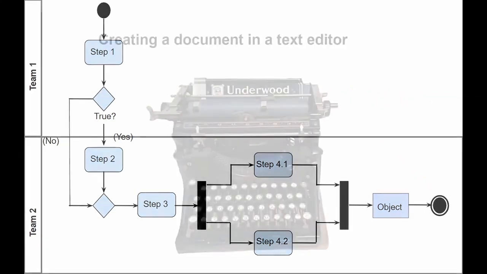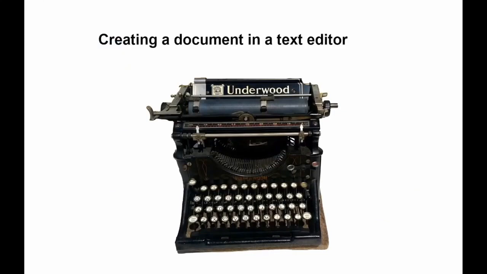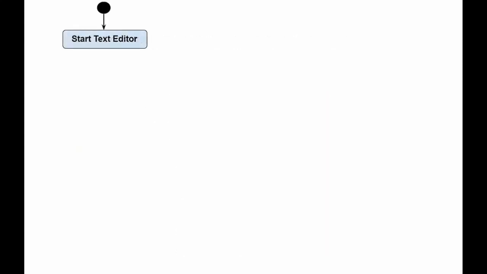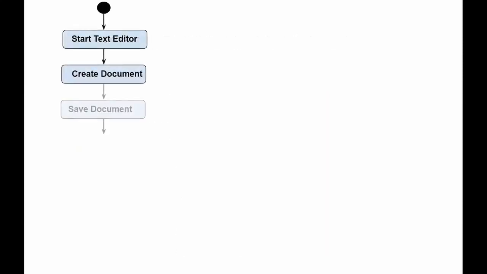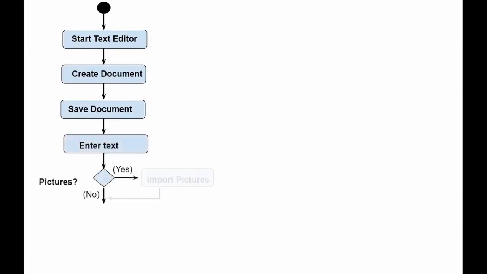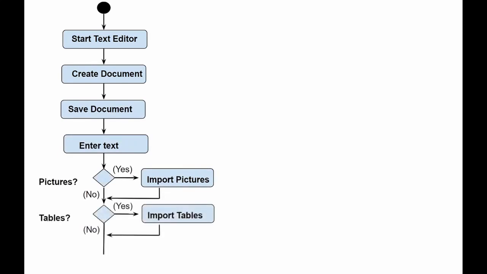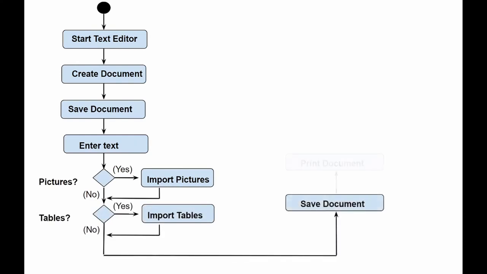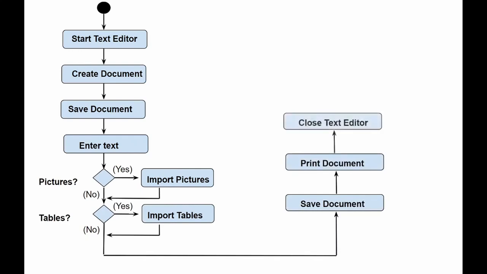The following steps of the activity diagram describe the workflow for creating a document in a text editor. Open the text editor, create a document, save the document, enter the text. If graphics are necessary, import them into the document. If a table or a spreadsheet is necessary, create the required table or spreadsheet and import it into the document. Save the document, print the document, exit the text editor. Seems pretty logical and simple.